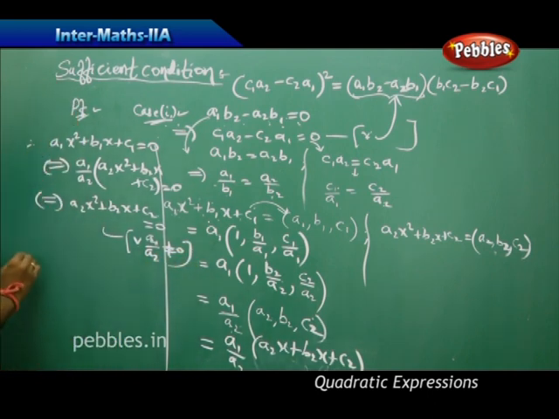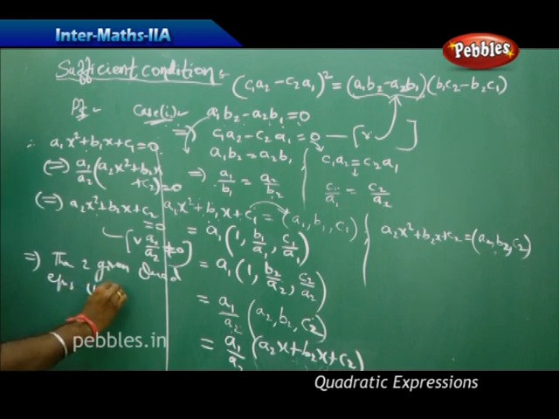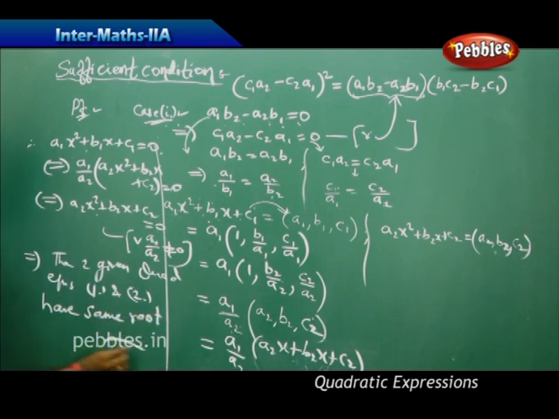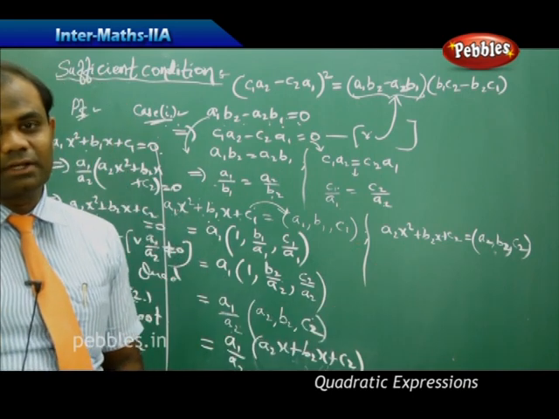Therefore, this makes me understand that when this is 0, it implies the two given quadratic equations 1 and 2 have the same root. This is how I understand case 1 of the sufficient condition.